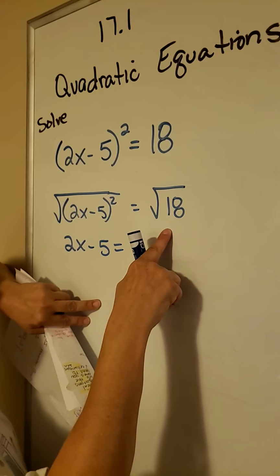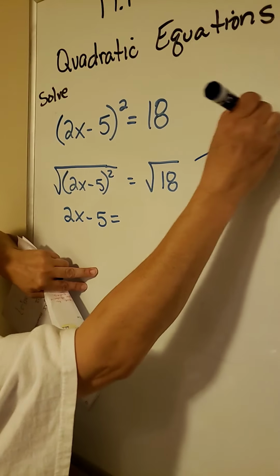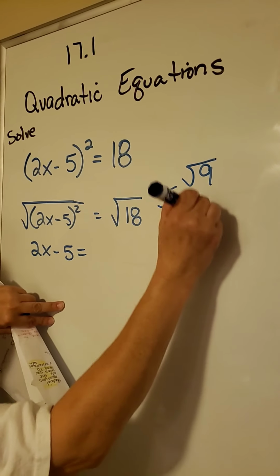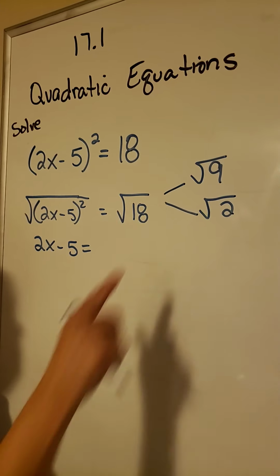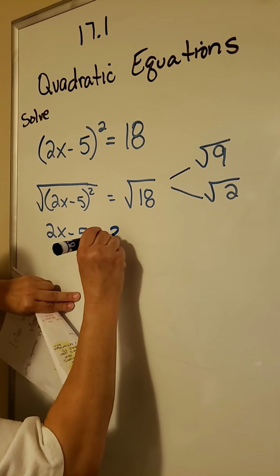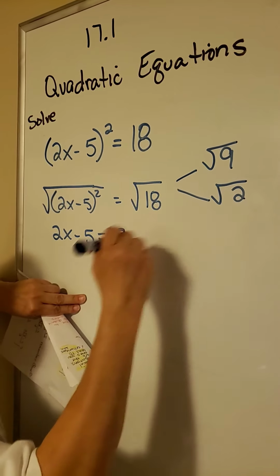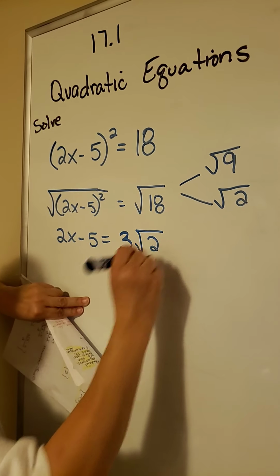is not a perfect square. No, you're right, but guess what? You can break it up into the square root of 9 and the square root of 2. Why would I do that? Because 9 is a perfect square. The square root of 9 is 3. The square root of 2 is just the square root of 2. I just write it down.